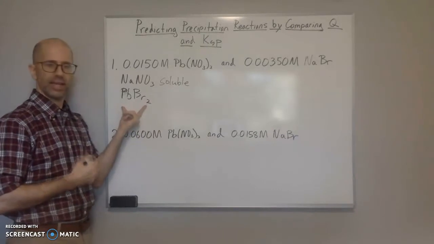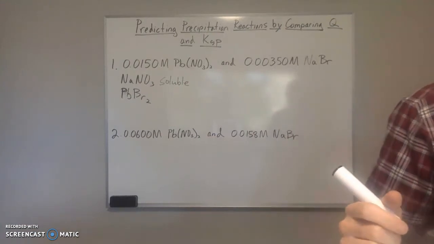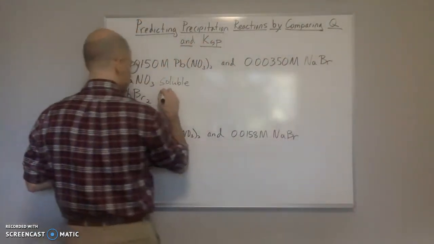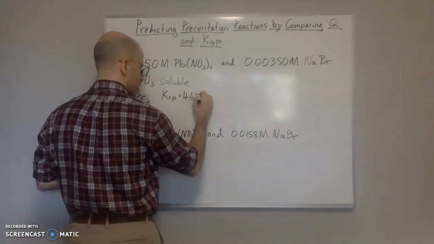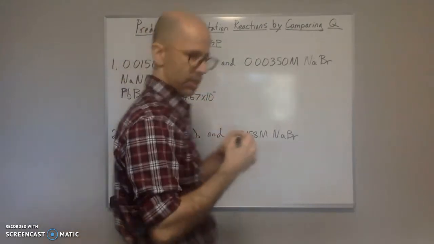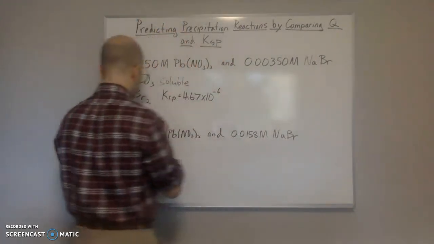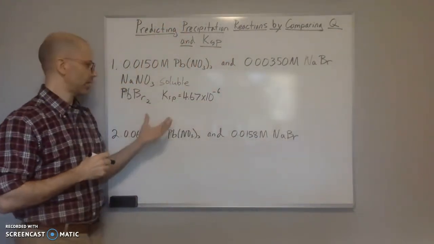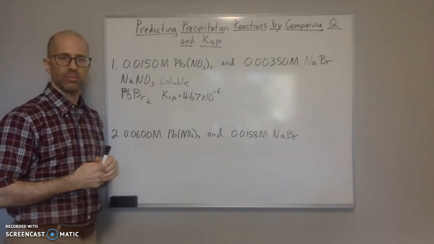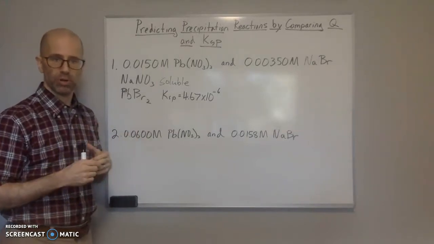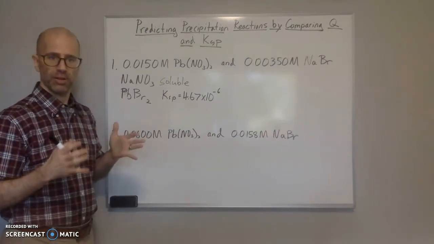It does have a Ksp, so we have to look up the Ksp value, and the Ksp is 4.67 times 10 to the negative 6. So now what we want to do is figure out what the reaction quotient is, just like we did with any equilibrium problem, to see which way it was going to go for Le Chatelier's principle.